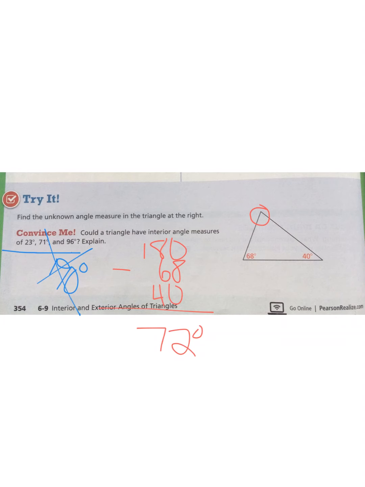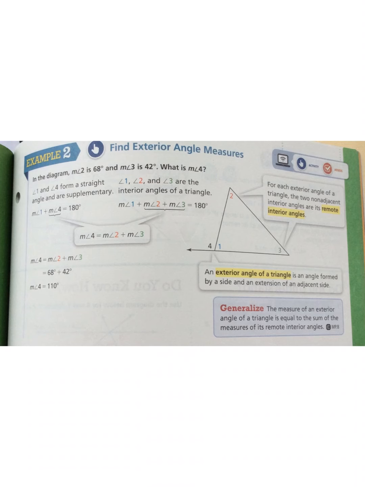Let's go ahead and move on. That's kind of a review of interior. You've had and seen interior before. Let's look at what we call exterior angles here. This is example 2. An exterior angle is an angle that's formed next to, or adjacent. So it's kind of an extension. You can see this line is extended out off the triangle. So 4 would be our exterior angle. It's outside of the actual triangle itself.